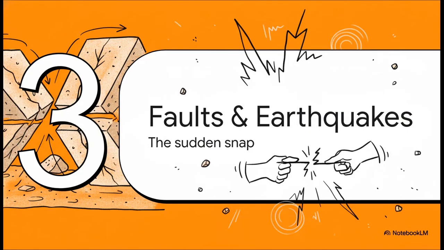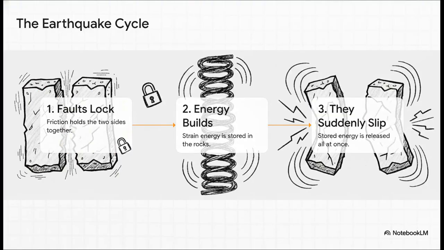Okay, so we have these enormous blocks of rock moving all over the place. But why does that movement lead to something as violent as an earthquake? The key thing to understand is that the movement is not smooth. It is not gradual. It's all about that sudden snap. So the whole process happens in about 3 stages.